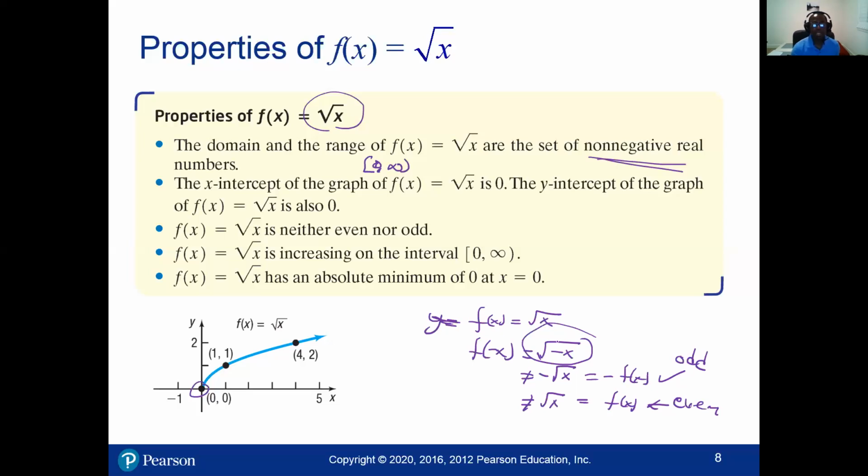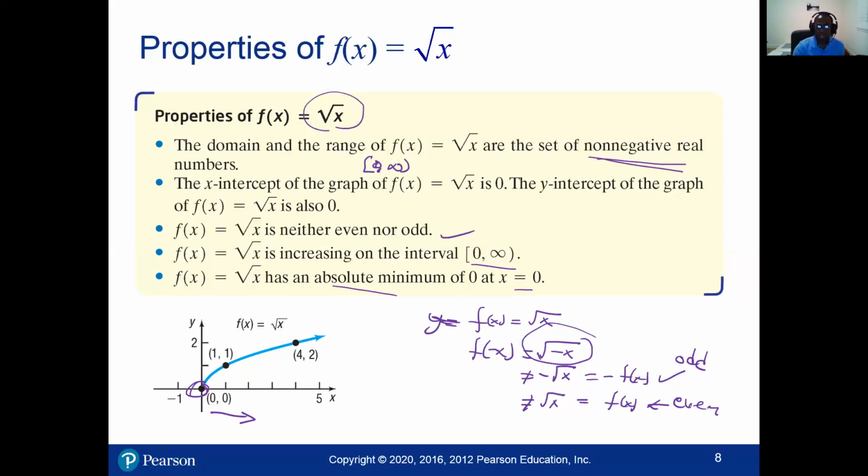It's not a real number. So that is why it is neither even nor odd. Okay, it's an increasing function. As you are moving from left to right, it increases from 0 to infinity over the domain. Does it have an absolute minimum? Yes, there is an absolute minimum at x equal to 0, and the minimum value is 0.